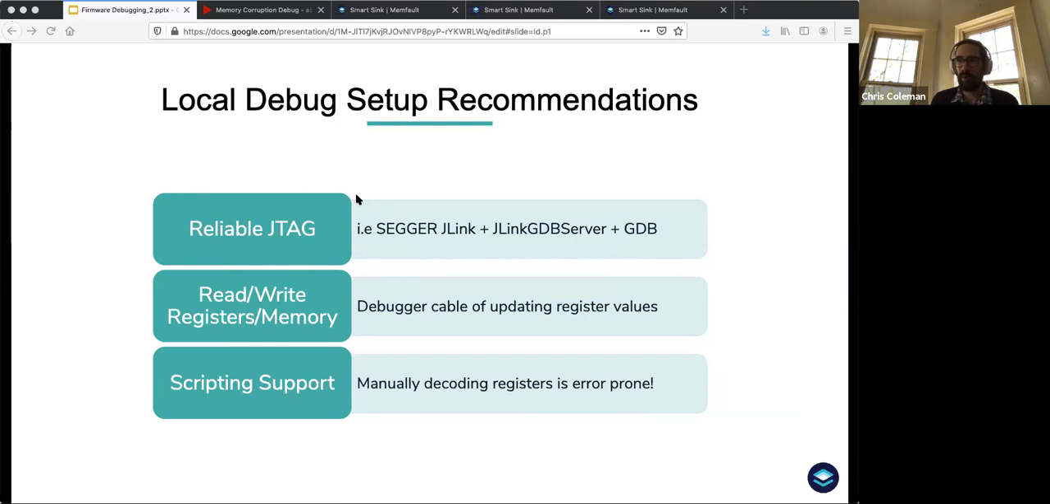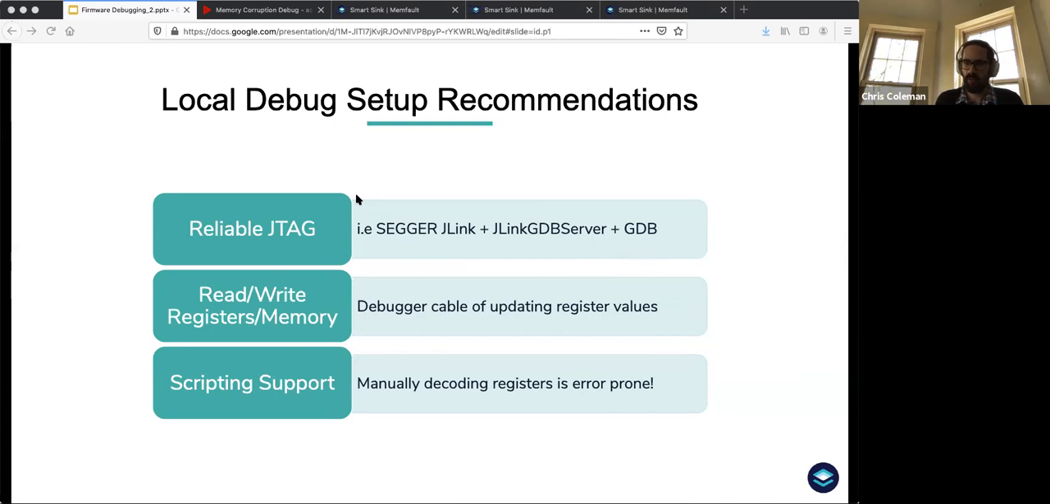The setup I typically use has been Segger's J-Link plus J-Link GDB server, which worked very well across a variety of different MCUs, and the GDB client itself to examine the system. When we're investigating faults, we're going to want to be able to read and write and examine registers in memory. And so you also want to make sure the debugger you're using allows you that degree of control. Most do, but some don't, so check that.